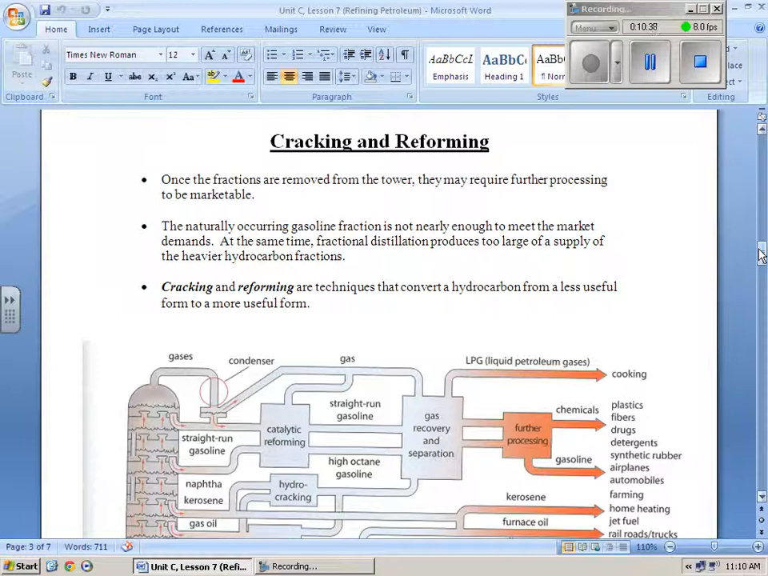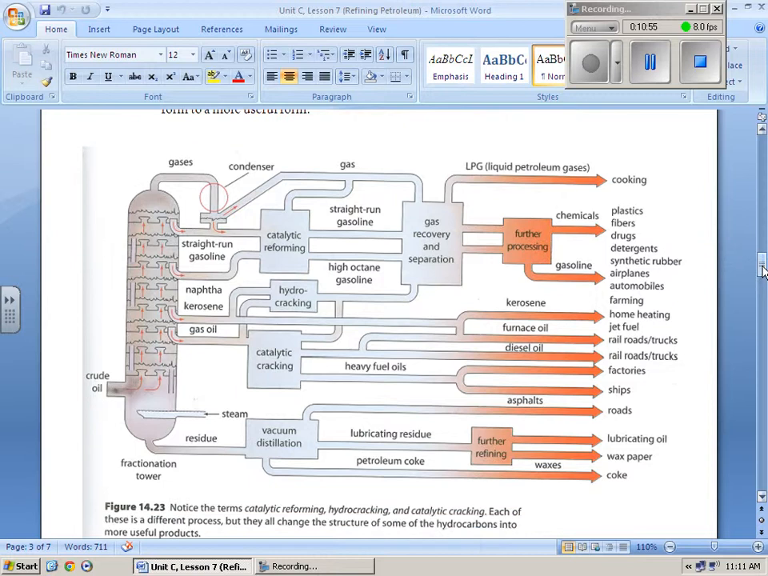So the naturally occurring gasoline fraction is not nearly enough to meet the market demands. It gives you too large a supply of heavier hydrocarbon fractions, so we need to refine it further. Two ways to refine things are cracking and reforming. You'll see here, this is the same tower we just had, but now you can see the extra add-on parts that further refine it. So we go through things like catalytic reforming, which we'll talk about in a second, and hydrocracking, which is the addition of hydrogens into there.